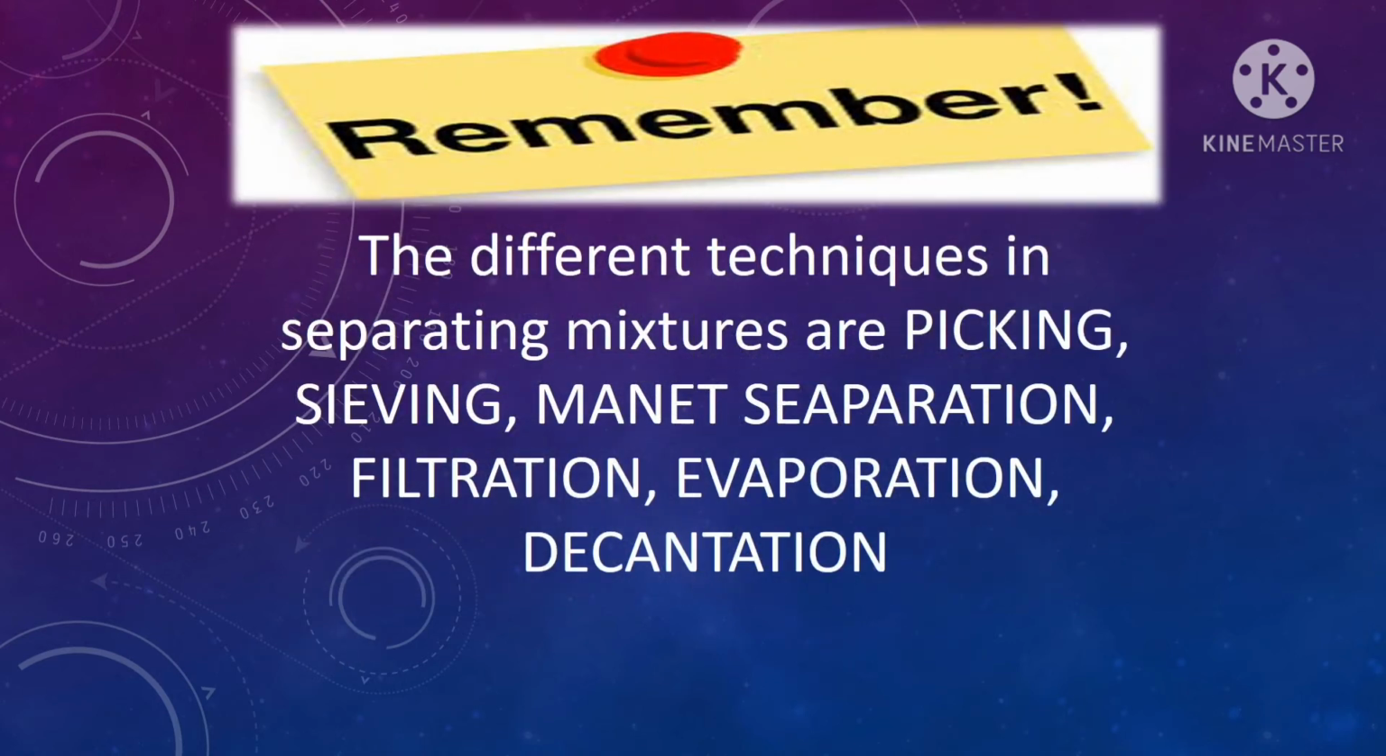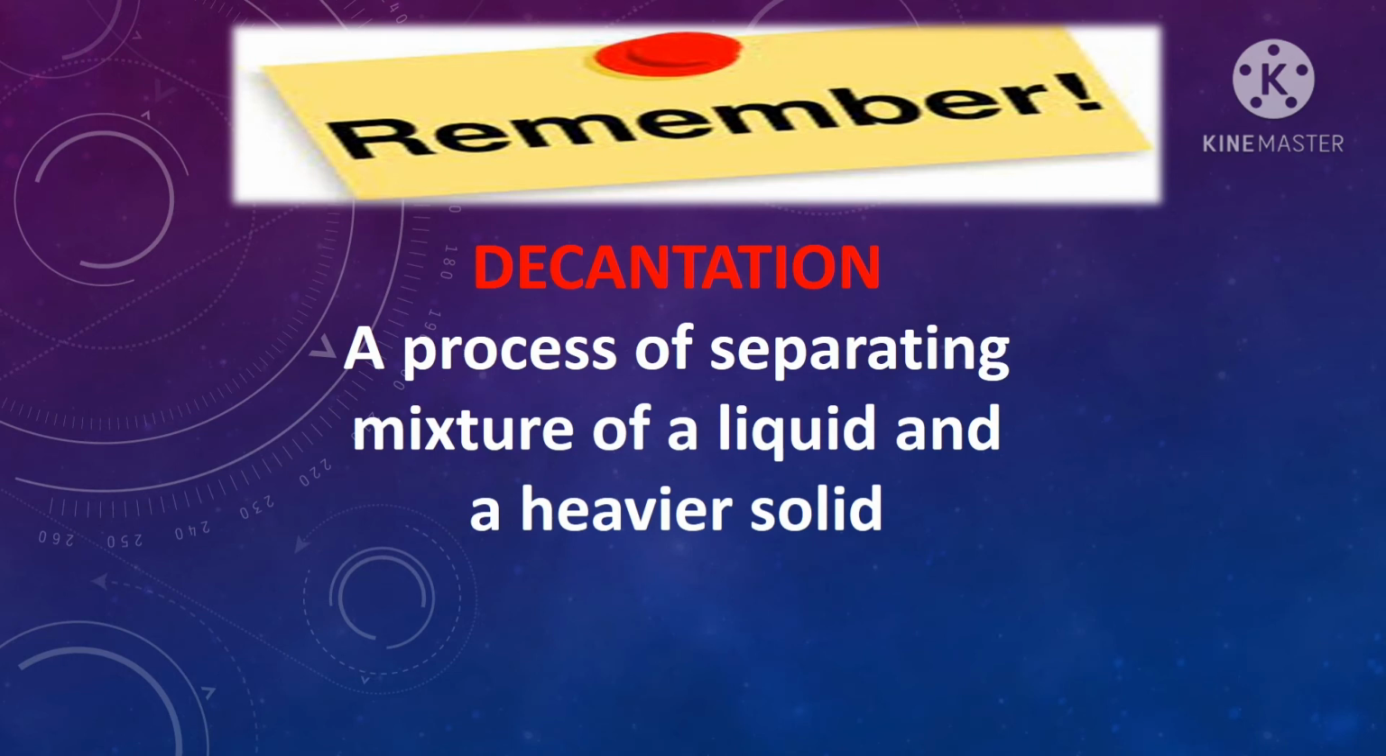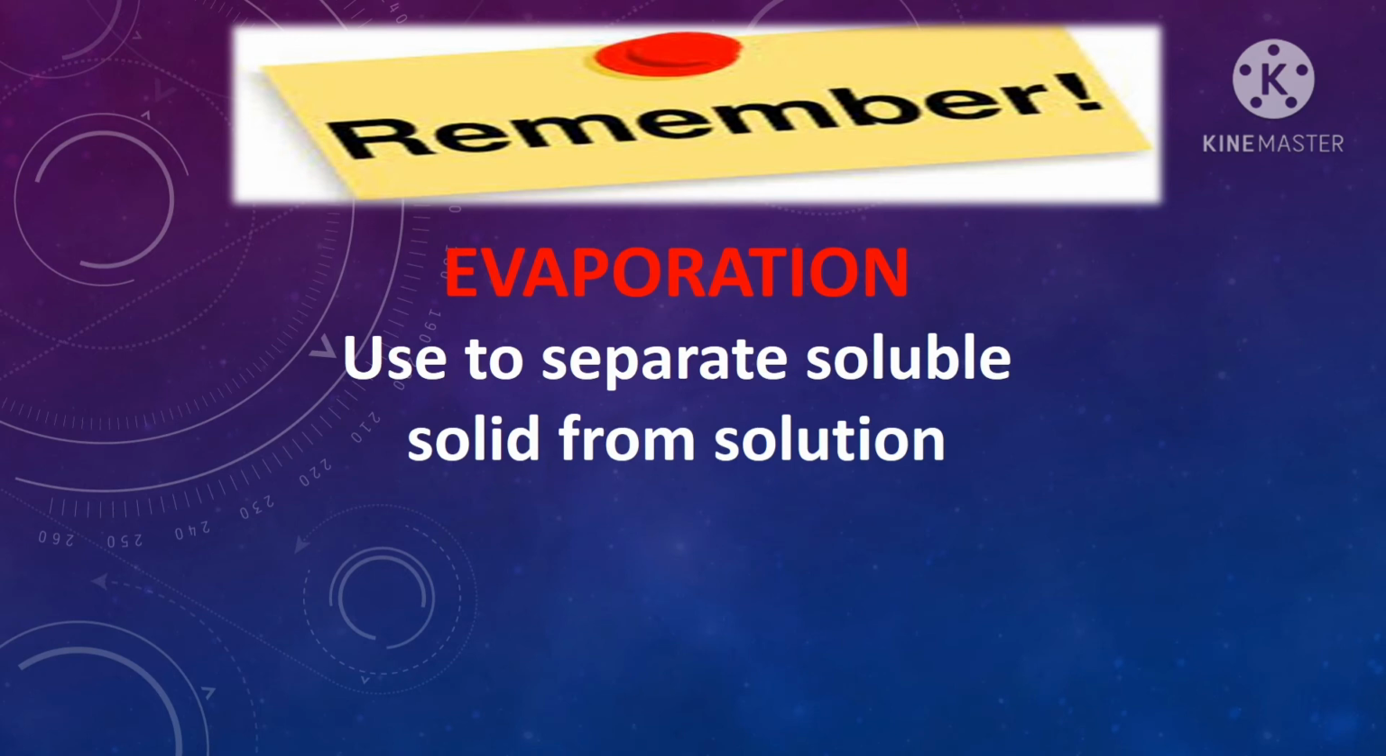Okay, class? Always remember the following things. The different techniques in separating mixtures are picking, sieving, magnetic separation, filtration, evaporation, and decantation. Decantation is a process of separating a mixture of a liquid and a heavier solid, while evaporation is used to separate a soluble solid from a solution.